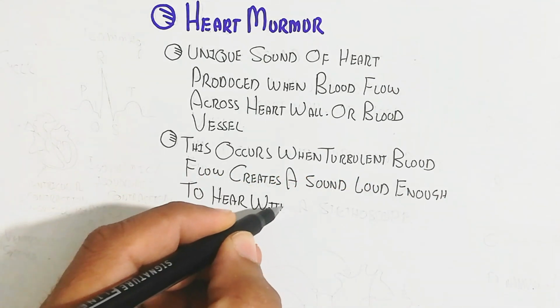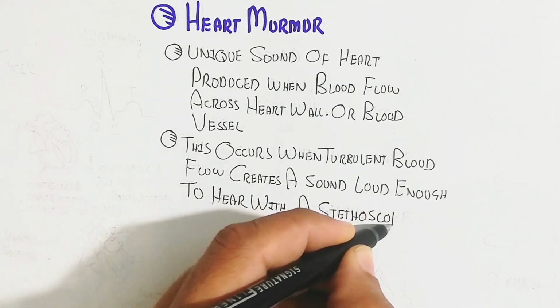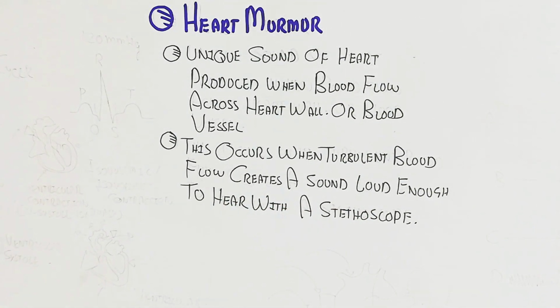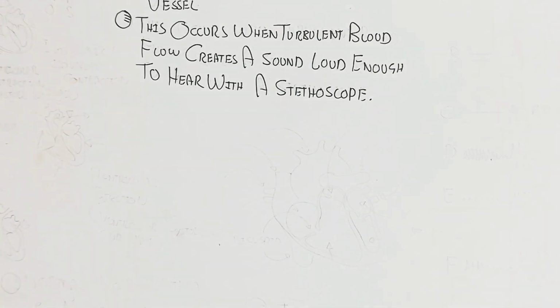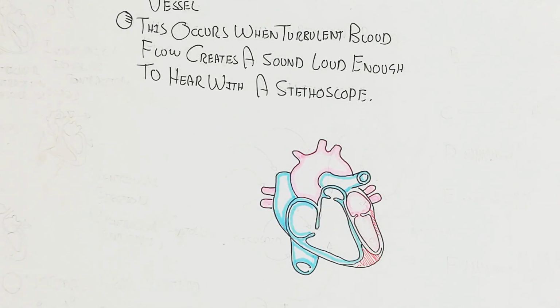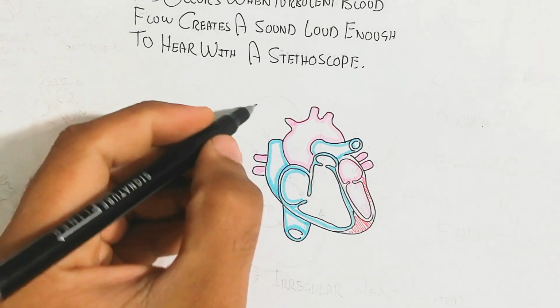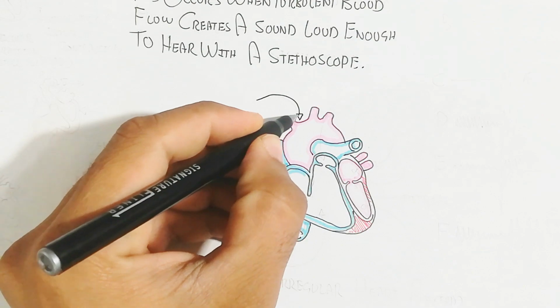Remember that the normal heartbeat sound is lub dub, from the systolic and diastolic phases of the heart. Let's begin by understanding the structure of the heart first.